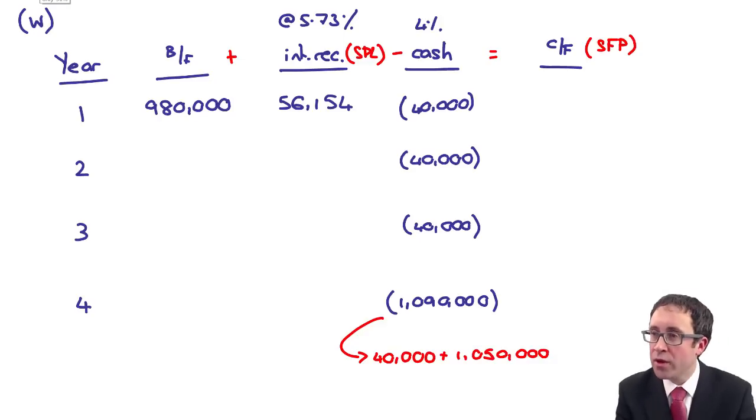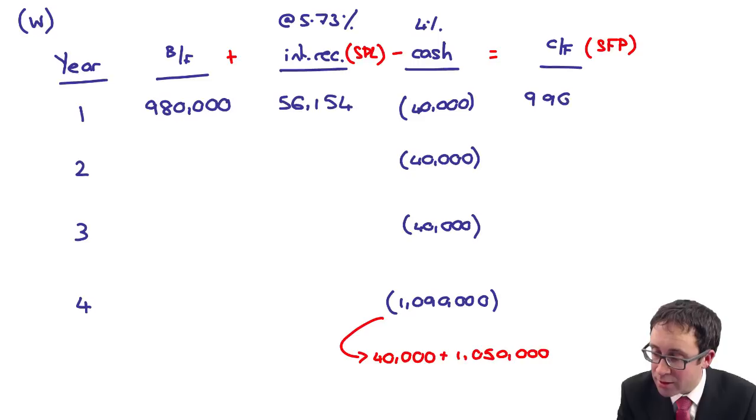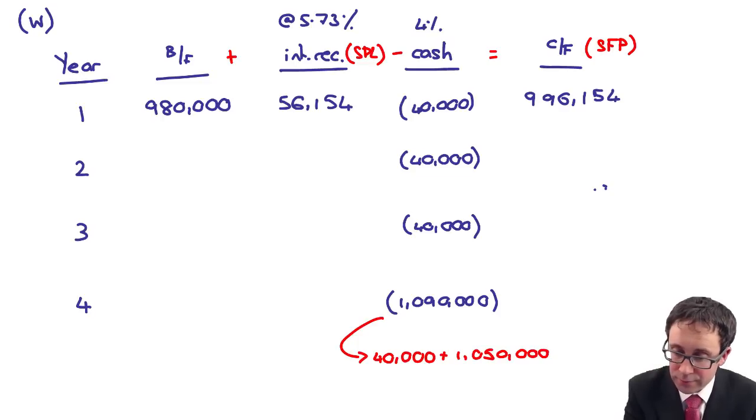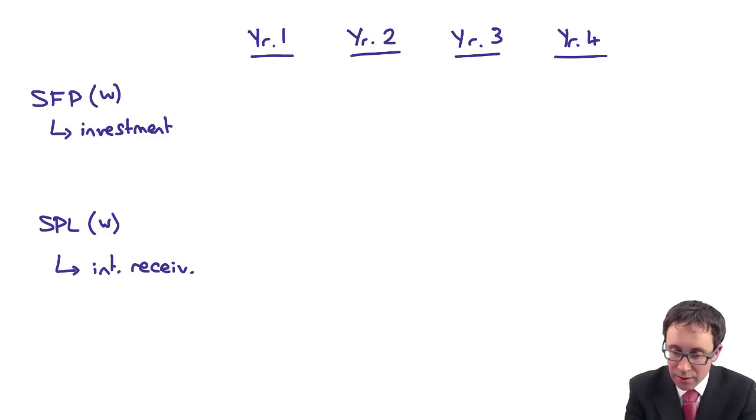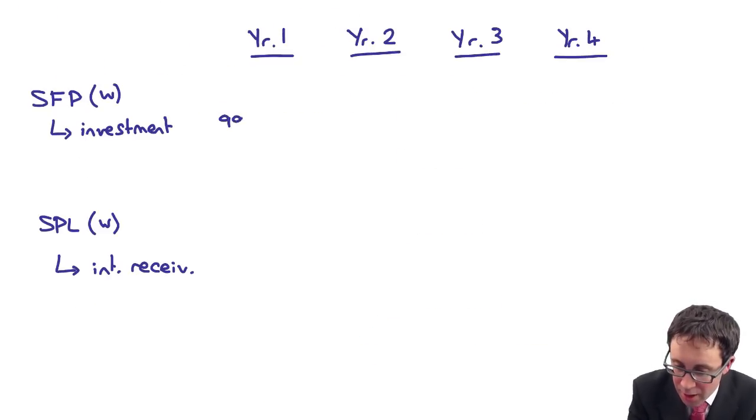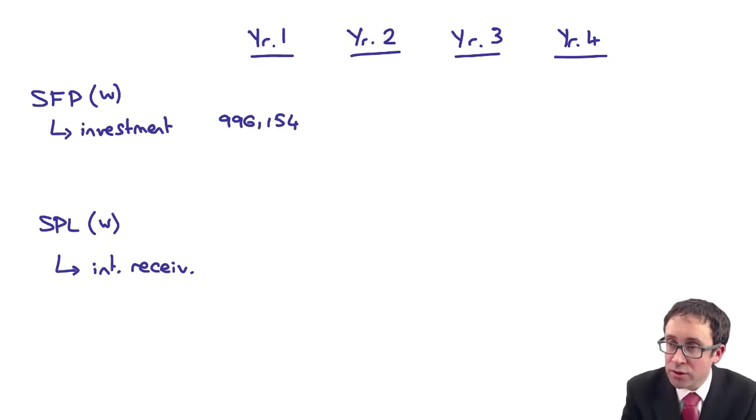So what you've got there, your carry forward should be 996,154. So that's the year one figures. So your investment is at 996,154. The interest receivable is at 56,154.